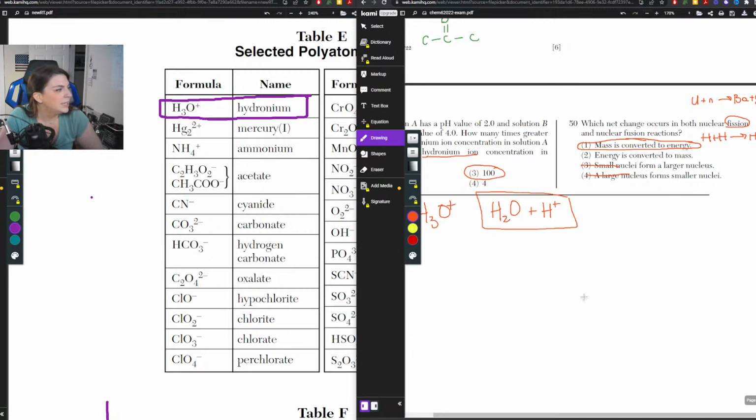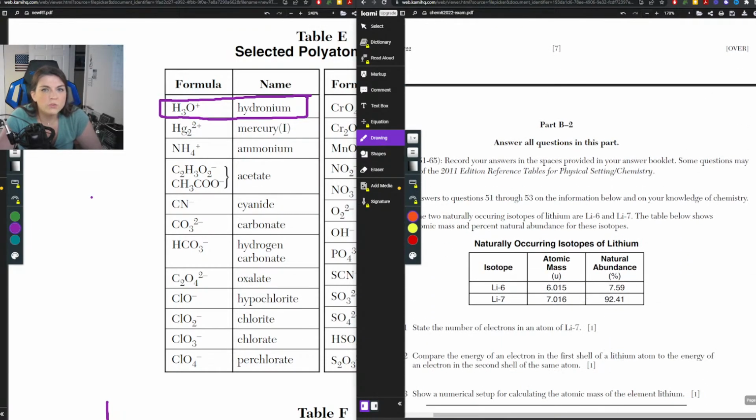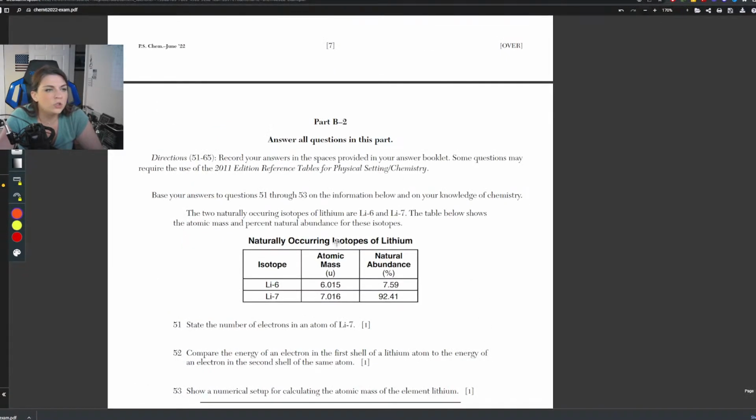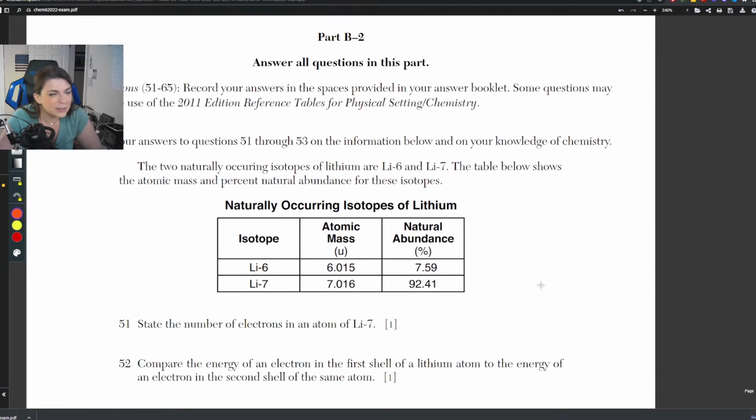Okay. No questions so far, so we are going to move right along into part B2. This is where the multiple choice ends and the free response begins. Part B2 is definitely more straightforward than C. A lot of the time, there's not a lot of reading, and it almost seems like the questions are just random.